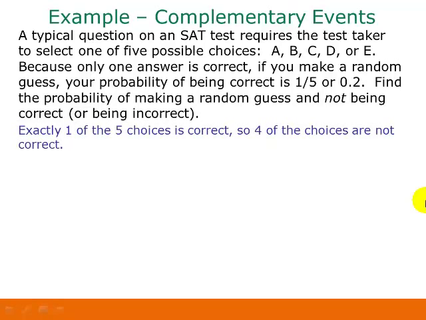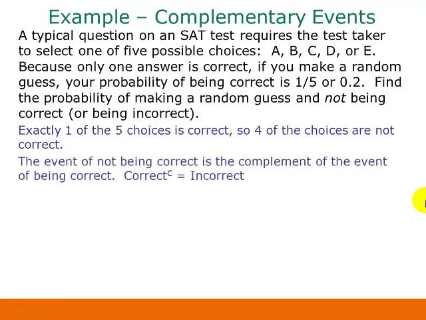We already said that exactly one of the 5 choices is correct. That means 4 of the choices are not correct. The event of not being correct is the complement of the event of being correct. So we've got correct, and the complement of that is incorrect. So the probability of the complement of correct is the same as the probability of being incorrect. And since 4 of the 5 choices are incorrect choices, then the probability of being incorrect is 4/5, or 0.8.